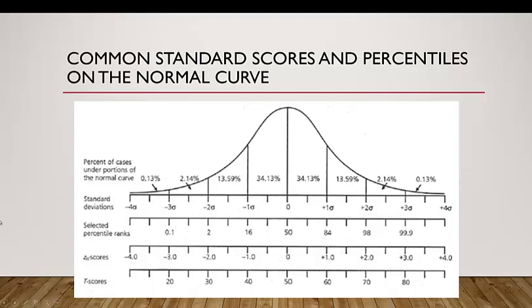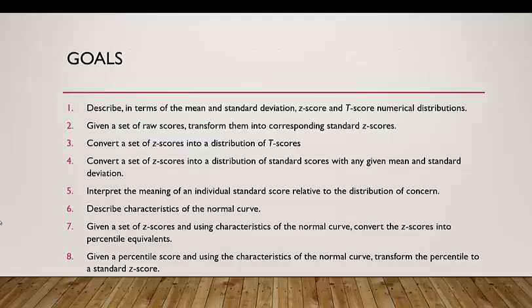So let's take a look then at what our goals were for this module. So we were going to describe in terms of mean and standard deviation z-scores and t-scores numerical distributions. Given a set of raw scores, we would transform them into their corresponding z-scores. Given a set of z-scores, we could convert them into a distribution of t-scores. Convert a set of z-scores into a distribution of standard scores with any given mean and standard deviation. We really kind of skipped over that, but that's fine.